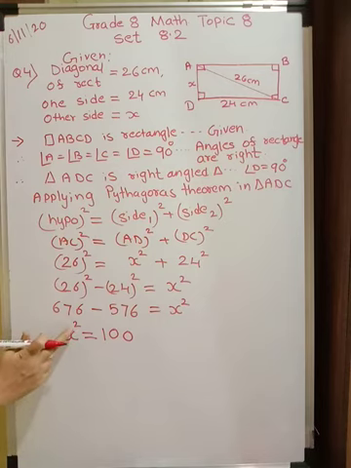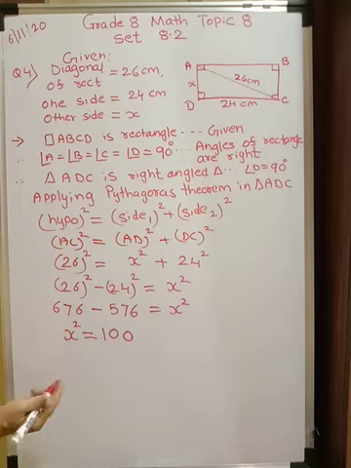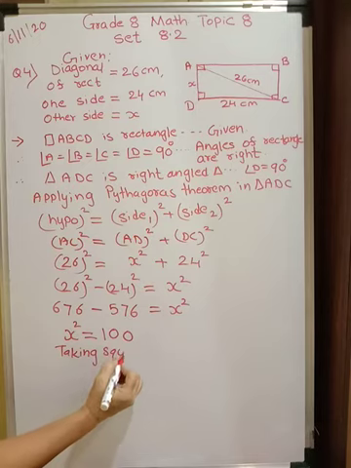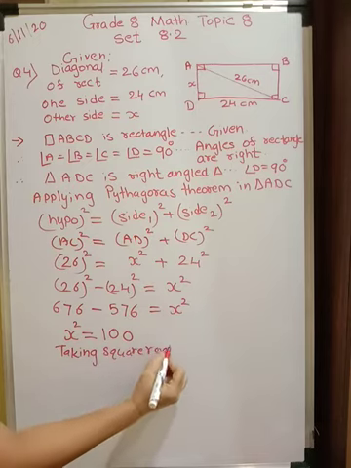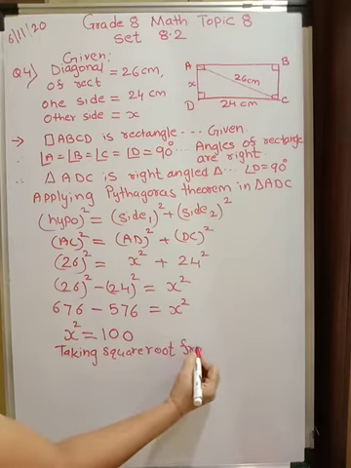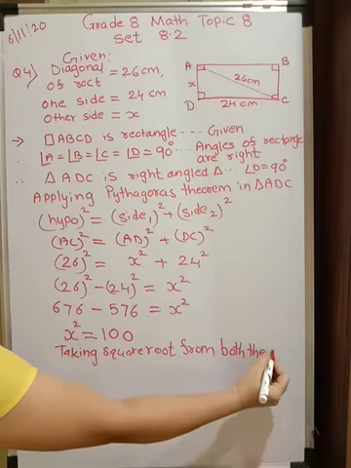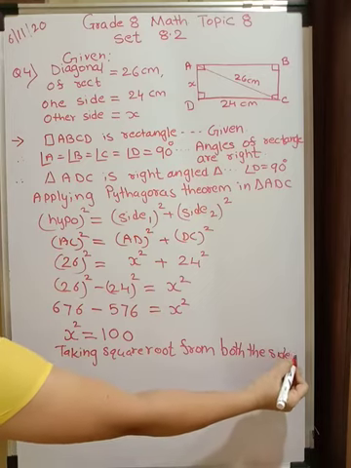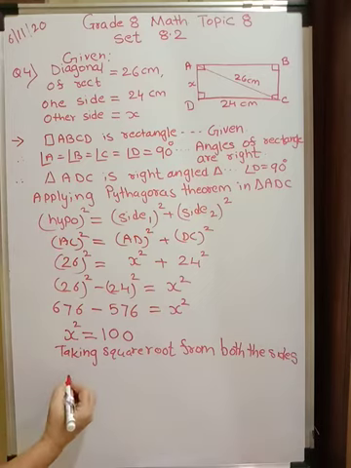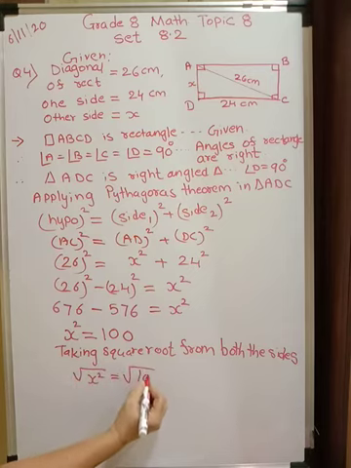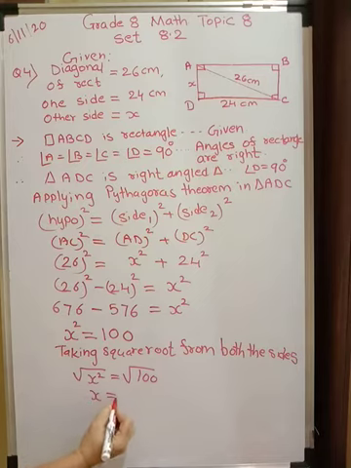So from x square we want to go to x. So we have to take square root. So what will you write? Taking square root from both the sides. So what is square root of x square? I am taking x, which is equal to square root of 100. Therefore x will be equal to 10 centimeters. Is this clear? Square root of 100 is 10.